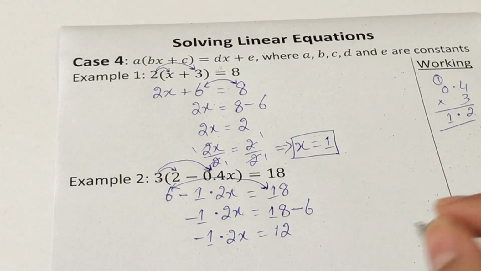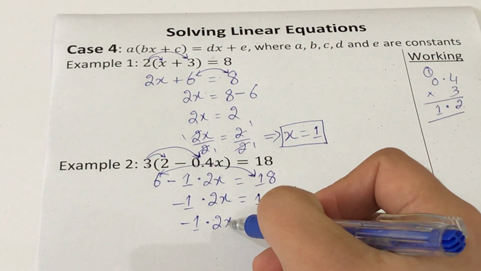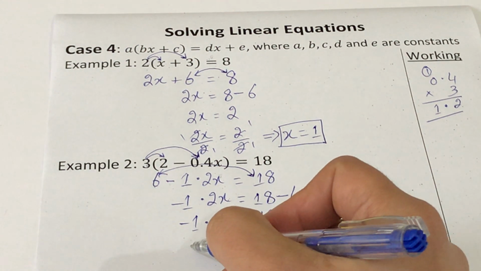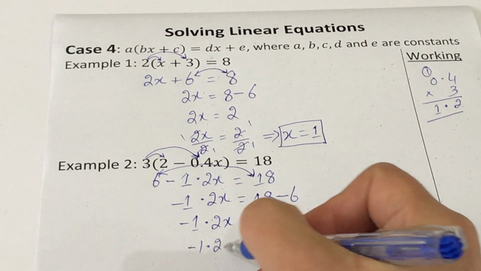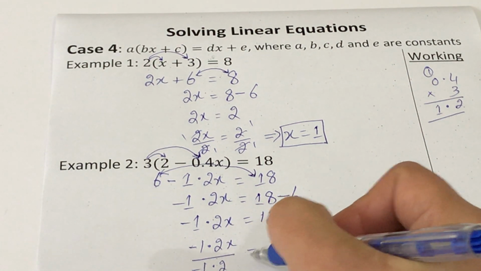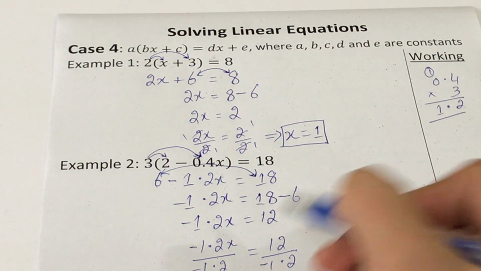The next thing we have to do is eliminate the coefficient of the variable, and the coefficient of the variable is negative 1.2. So we will divide both sides by negative 1.2.